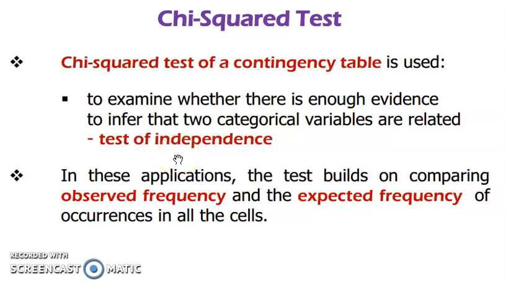If you have two categorical variables and you want to see whether the two categorical variables are related or not, we can do a test of independence, and this is called the chi-square test. So in the chi-square test of a contingency table, we need to compare the observed frequency and also the expected frequency of occurrence in all the cells.